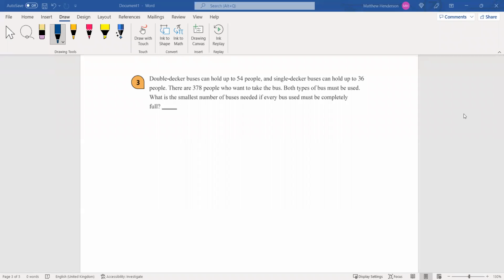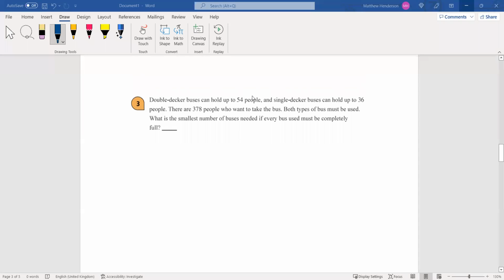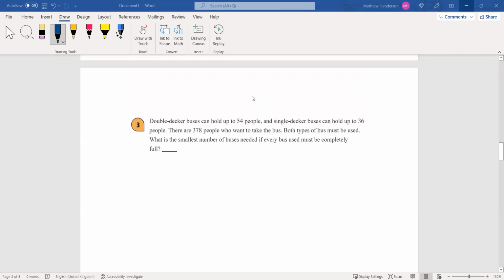Year 5, Lesson 6, Extensive Exercise, Question 3. Double-decker buses can hold up to 54 people. So let's call X the number of double-decker buses. And single-decker buses can hold up to 36 people. So let's call Y the number of single-decker buses.